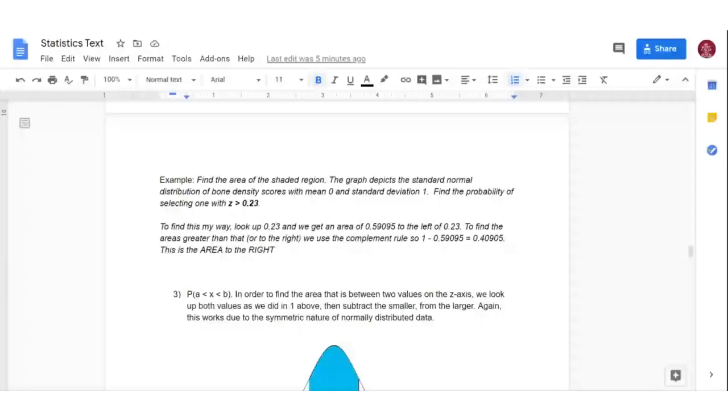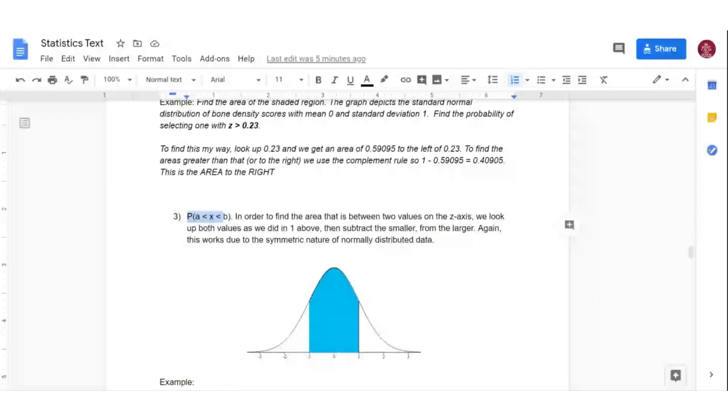Now, the last situation, and this is the same thing kind of we had in 5.2, is a between. In other words, it's written like this: A is less than X is less than B, a fancy way of saying it's between two values. Now, with this, you essentially got to look up two Z scores, and then subtract the difference, because this is how it works.